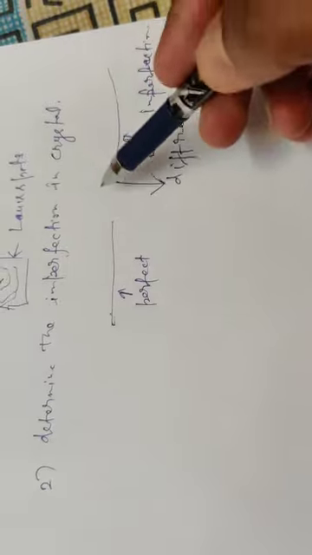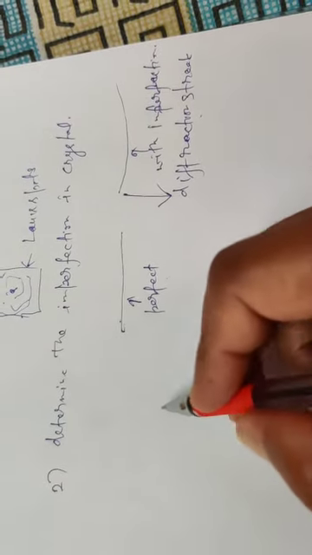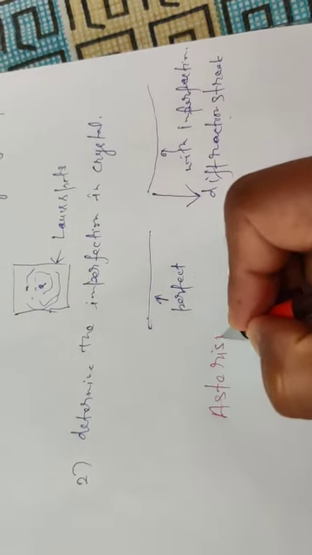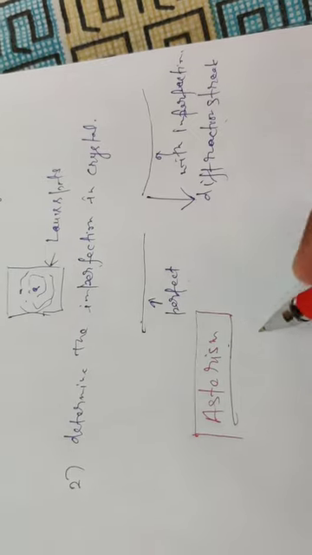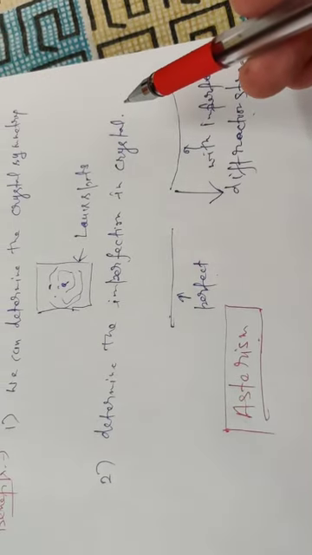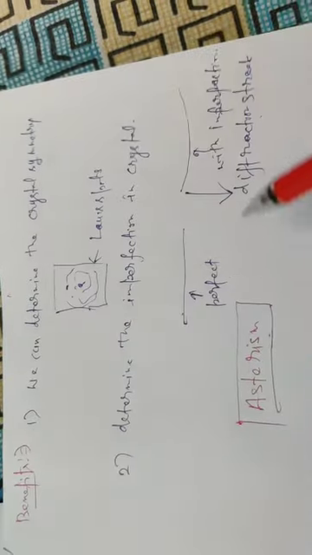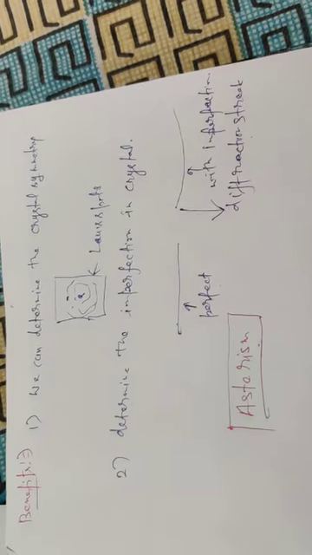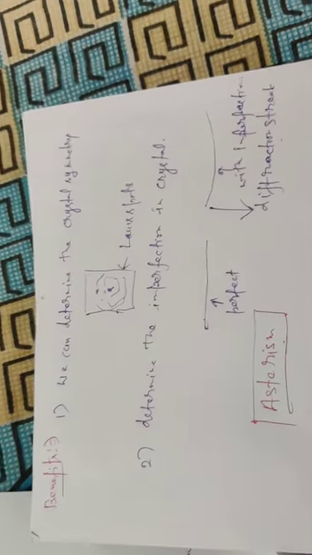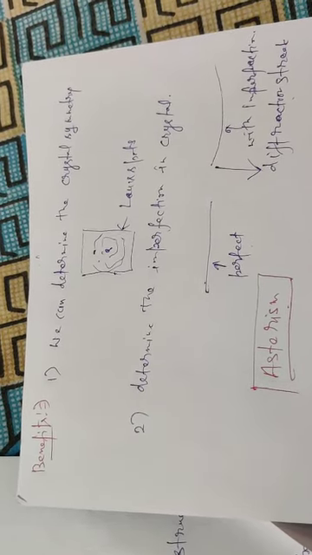This kind of phenomenon, in which we can determine the imperfection of a crystal by using Laue's method of X-ray diffraction, is known as asterism. This is very important. So these are the benefits of Laue's method. Now to overcome these drawbacks of Laue's method, we will discuss another method of X-ray diffraction, that is known as the rotating crystal method.